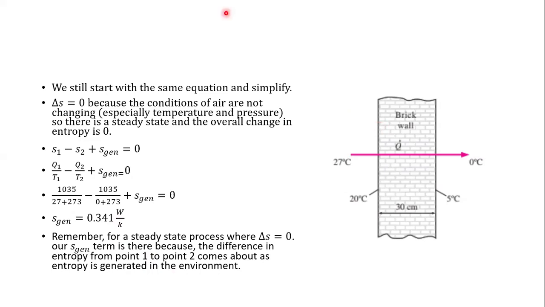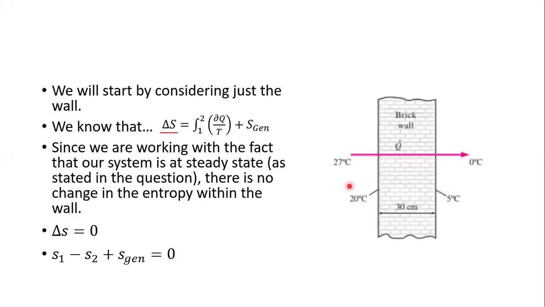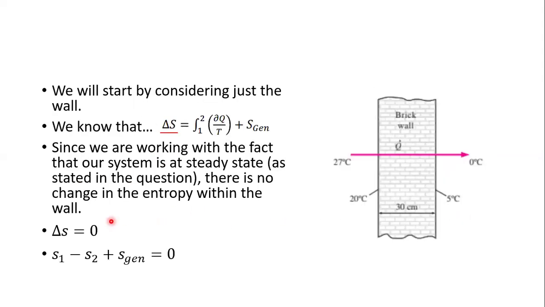Why the 27 and the 0? Okay. So you realize that if you look at the question, it first said determine the rate of entropy generation in the wall. And we know that for entropy, we are going to be working with the heat transfer. That's the Q over the T. So even considering just the wall, I'm going to consider the temperatures at the surfaces of the wall. But the next part of the question said the total entropy generation associated with this heat transfer process.